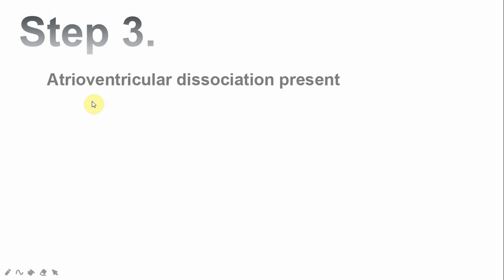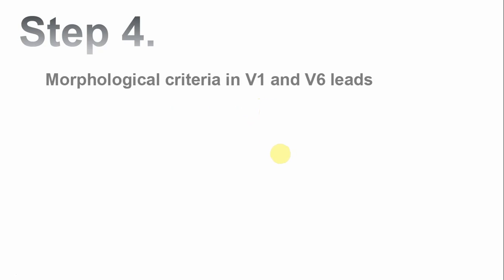If atrioventricular dissociation is absent, we still cannot say for sure that this is not VT. We go to step 4, which is the morphological criteria. For the morphological criteria, you look at V1, V2 and V6. If in V1 or V2 there is a mostly positive deflection, that is a right bundle branch block morphological pattern, and if there is a mostly negative deflection, you look for the left bundle branch block morphology pattern.